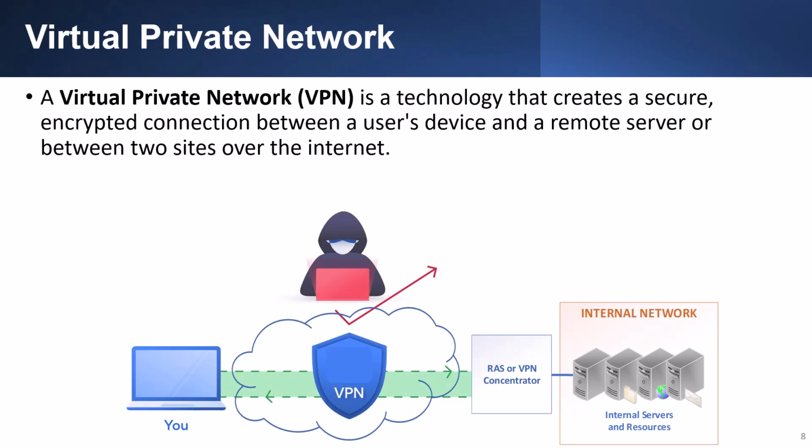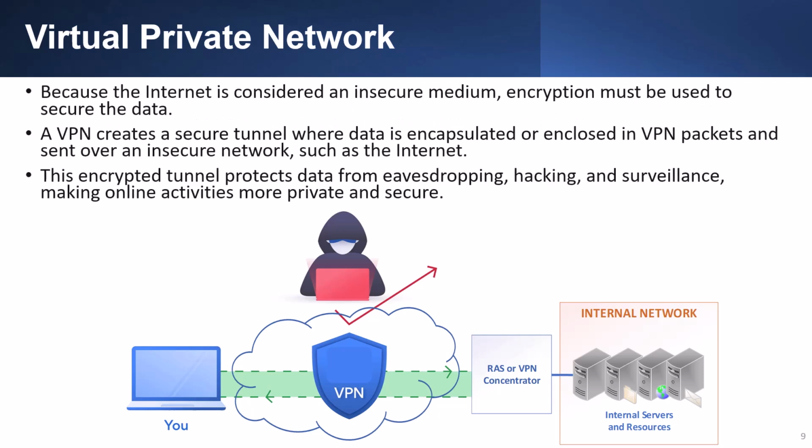A virtual private network, or VPN, is a technology that creates a secure, encrypted connection between a user's device and a remote server, or between two sites over the internet. Because the internet is considered an insecure medium, encryption must be used to secure the data. A VPN creates a secure tunnel where the data is encapsulated or enclosed in VPN packets and sent over an insecure network such as the internet. This encrypted tunnel protects data from eavesdropping, hacking, and surveillance, making online activities more private and secure.